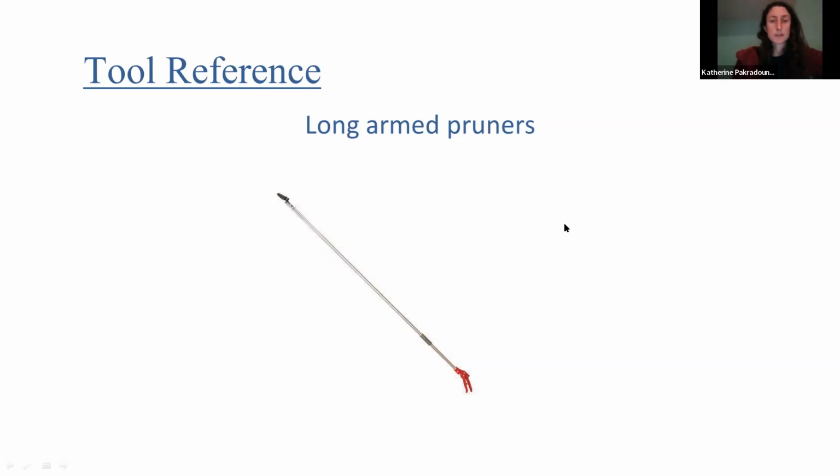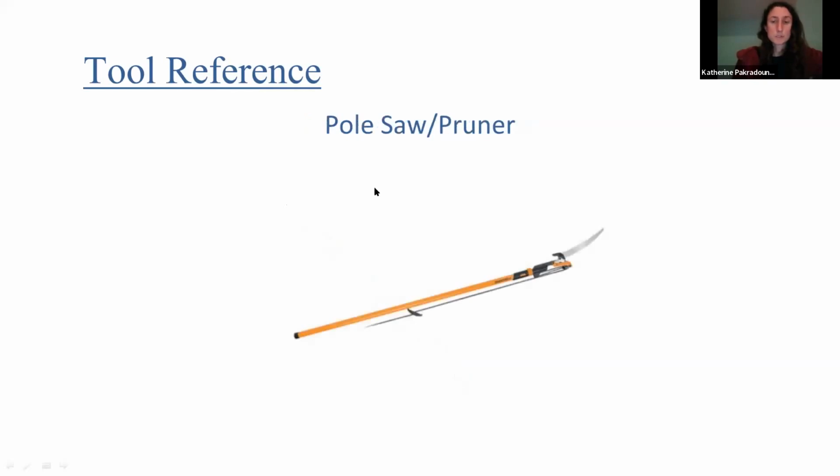You can prune things. Pole saw pruner, again, this is usually telescoping. You can extend the arm of it, and I have a hard time with these. I have a hard time getting a good enough grip over what I need, but this is very, very commonly used for people who do tree work.